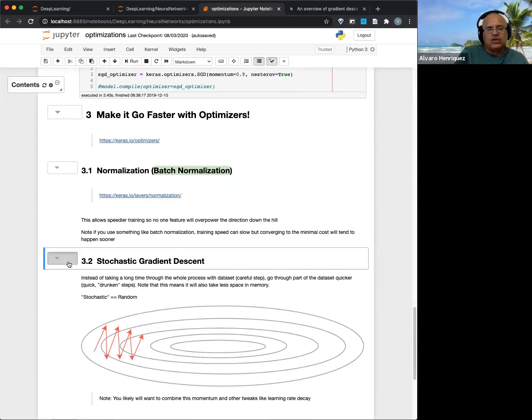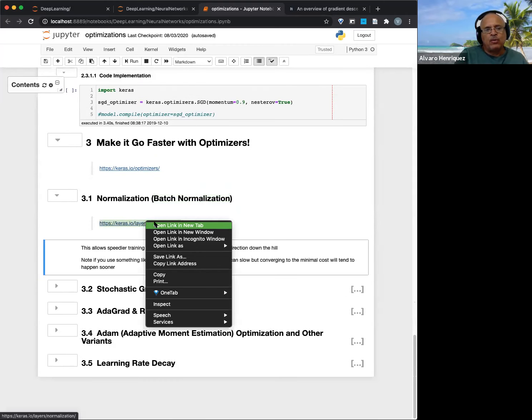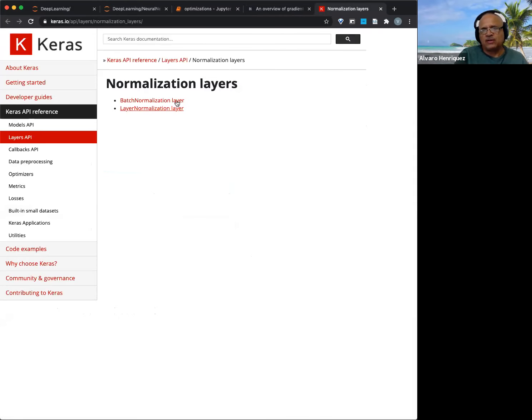Question. So in batch normalization, what we're normalizing are the actual weights, right?